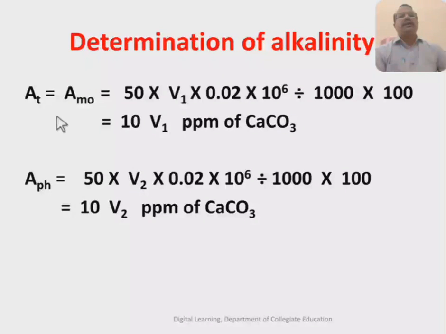The total alkalinity AT is equal to 50 into V1 into 0.02 into 10 to the power 6 divided by 1000 into 100. That gives 10 into V1 ppm of calcium carbonate. Next, alkalinity due to phenolphthalein is 50 into V2 into 0.02 into 10 to the power 6 divided by 1000 into 100. That is equal to 10 into V2 ppm of calcium carbonate. So in this way, alkalinity can be determined.